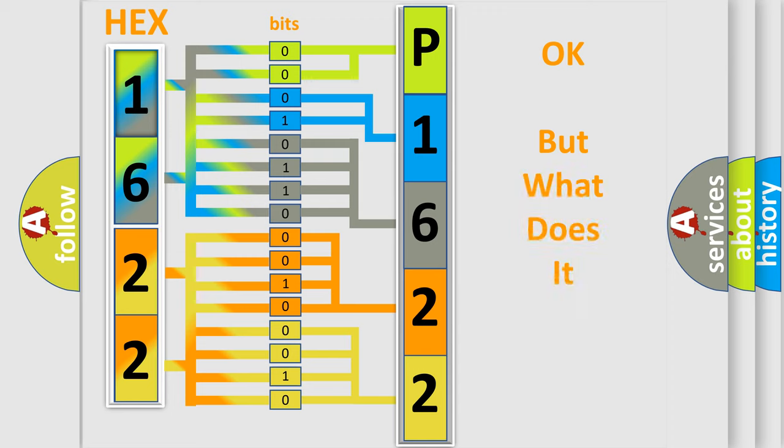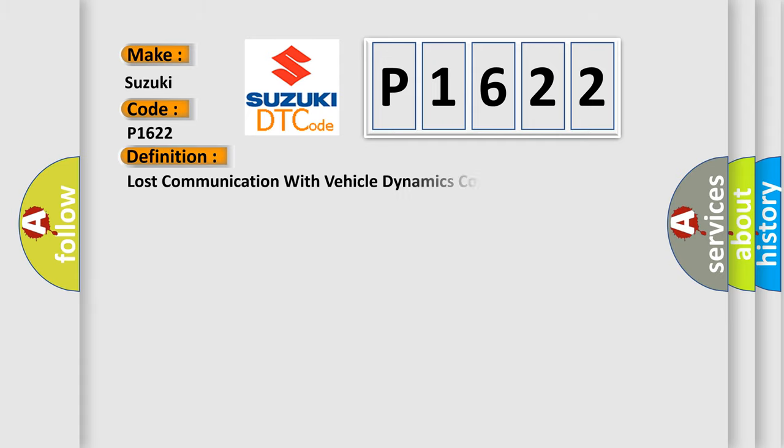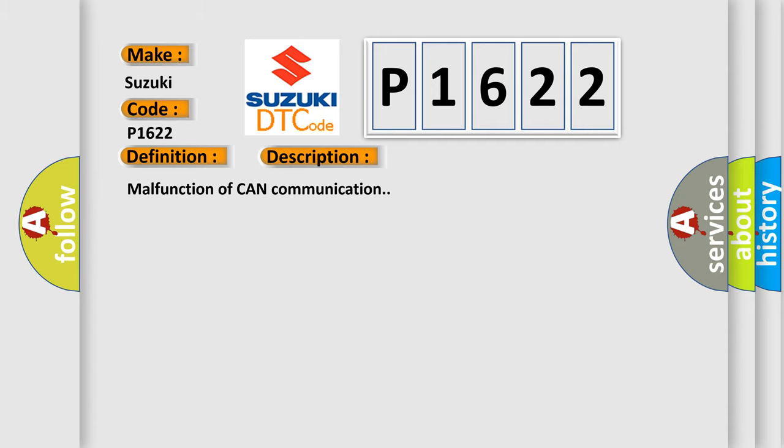The number itself does not make sense to us if we cannot assign information to what it actually expresses. So, what does the diagnostic trouble code P1622 specifically mean for Suzuki cars? The basic definition is lost communication with the vehicle dynamics control module. And now this is a short description of this DTC code.